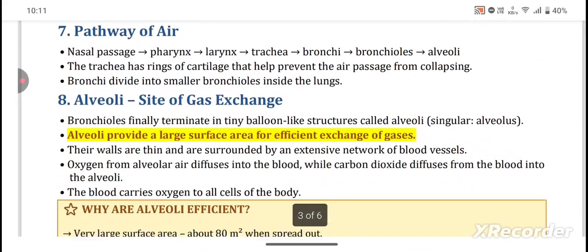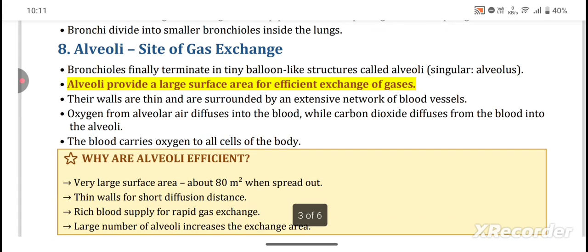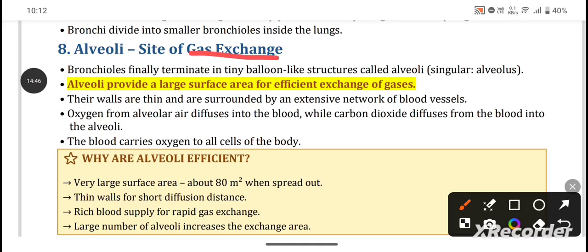So let's see the site of gas exchange. The alveoli are the most important. Whatever we have seen, the nostrils, nasal cavity, pharynx, larynx, and trachea, is a route for the entry of air into the body. But the place where gas exchange takes place is the alveoli. So the alveoli are regarded as the site of gas exchange.